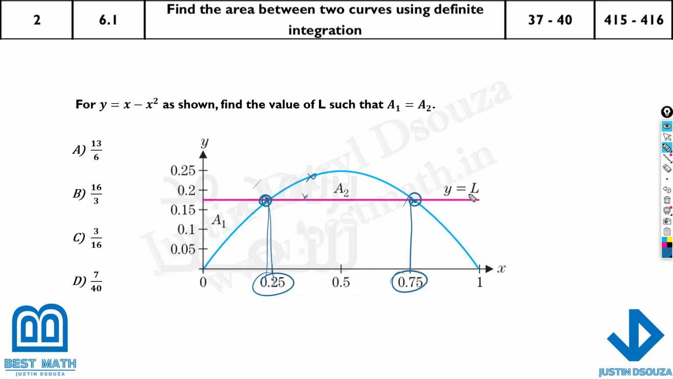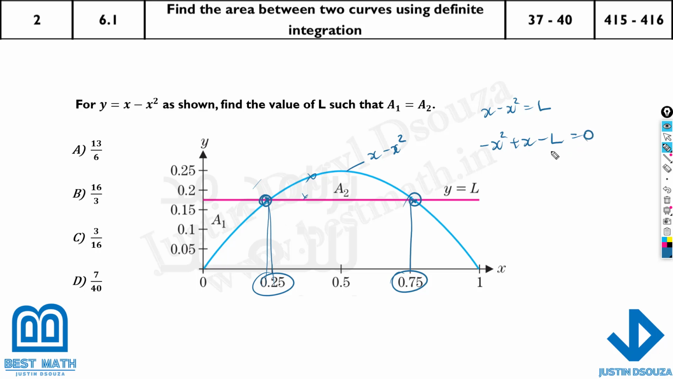But what is this equation? Y? It's L, and that's one of this answer, right? So let me write these two equations out. This one is x minus x squared, and this one is y is equal to L. So let me equate it. X minus x squared must be equal to L to get those intersection points. So let me take L to the other side. It will be minus x squared plus x minus L equals 0.